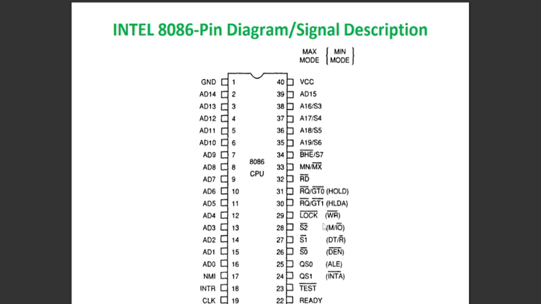WR. The WR pin stands for write signal, and it is available at pin number 29. It is used to write the data into the memory or output device, depending on the status of the M/IO bar signal.